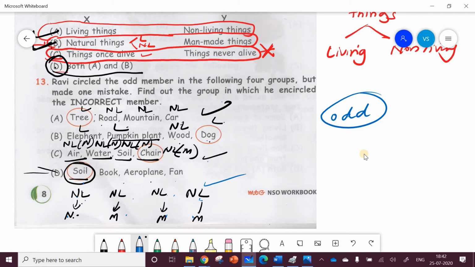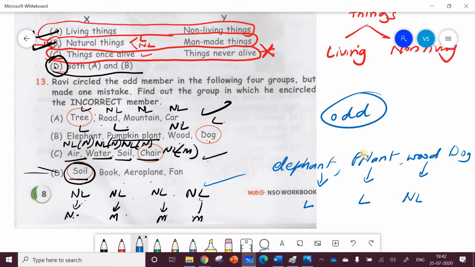See, let's see here very clearly. He has written elephant. Okay, then he wrote pumpkin plant. Then he has written wood. And then he has finally written dog. So let us see now. This is a living thing. This is a living thing. This is a non-living thing. And this is a living thing.